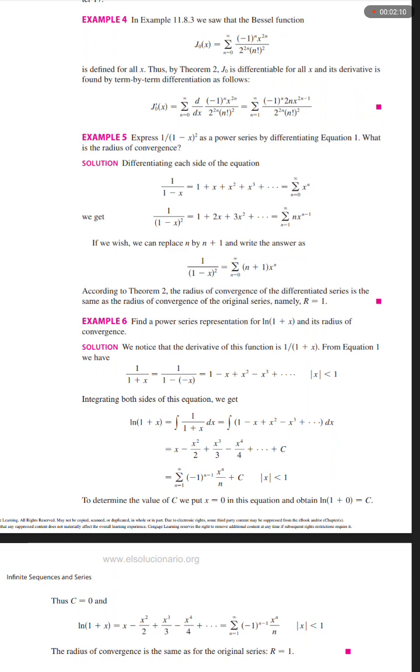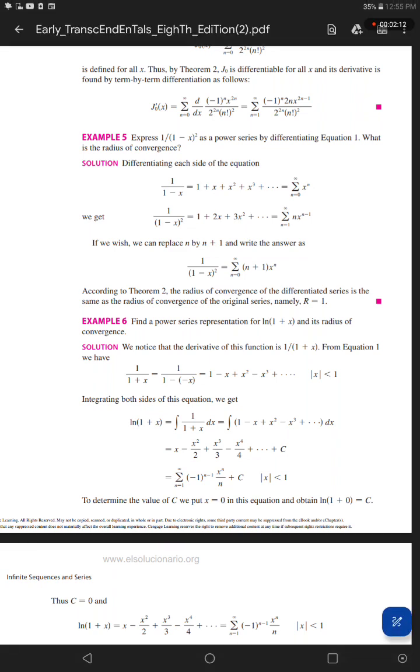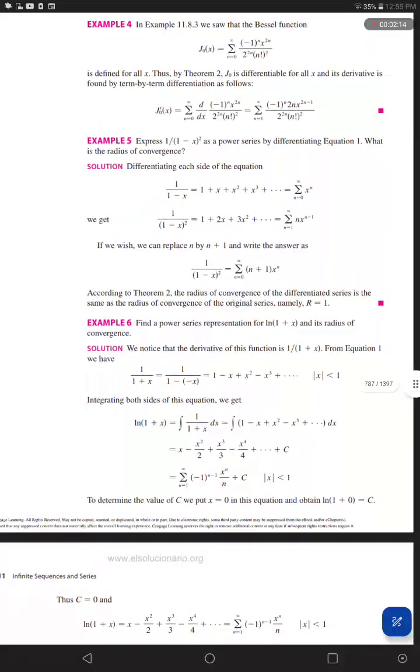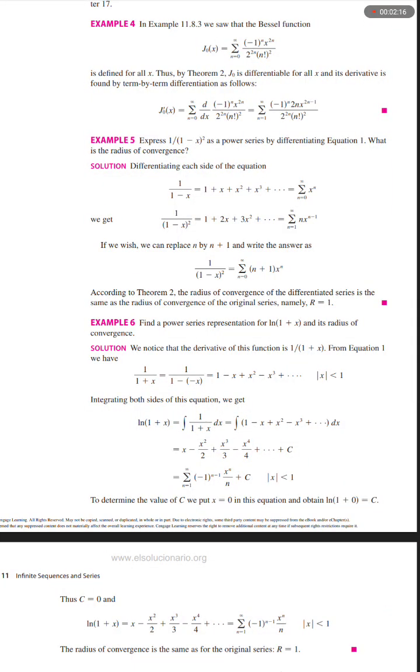Example 5. Express 1 over (1 minus x)^2 as a power series by differentiating equation 1. What is the radius of convergence?